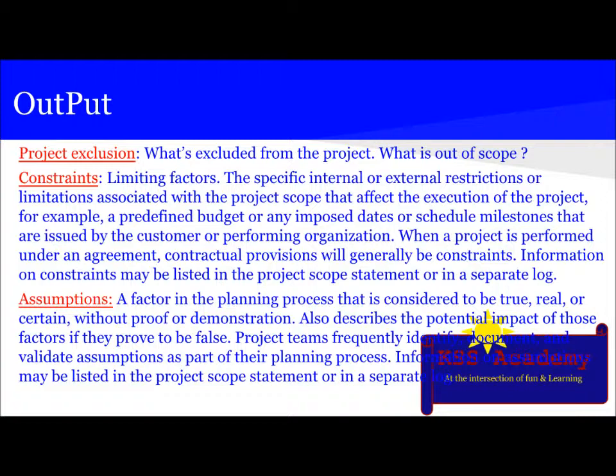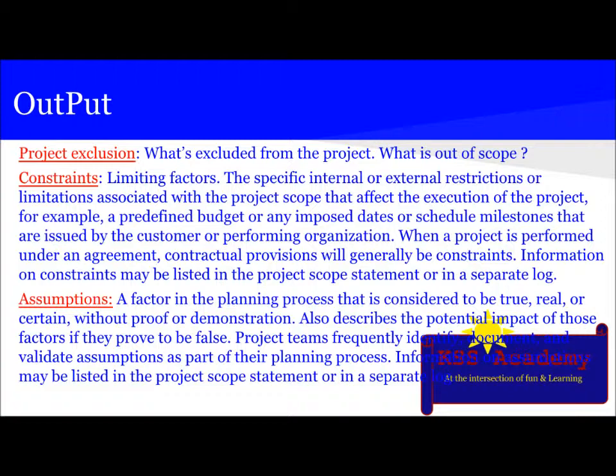These deliverables may be described at a summary level or in great detail. The project scope statement also includes project exclusions. What is it? It defines what is excluded from the project or what is out of scope, to help the project manager define the deliverables. And the next thing is constraints.